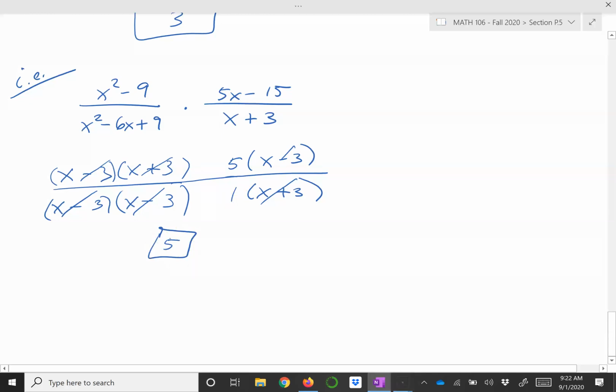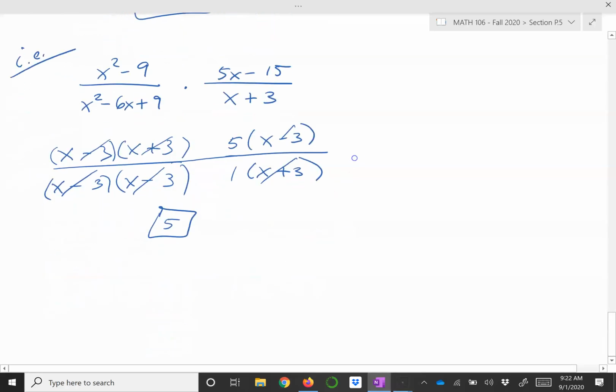Now, will you always get whole numbers? No. It just happened that I got a 5 here and a 1 over 3. It could be more complicated, but these are just simple examples. Okay. So that's multiplication, right? I don't even think that's much different than what we just did. You just have two rational expressions. All right, so now let's do a division.